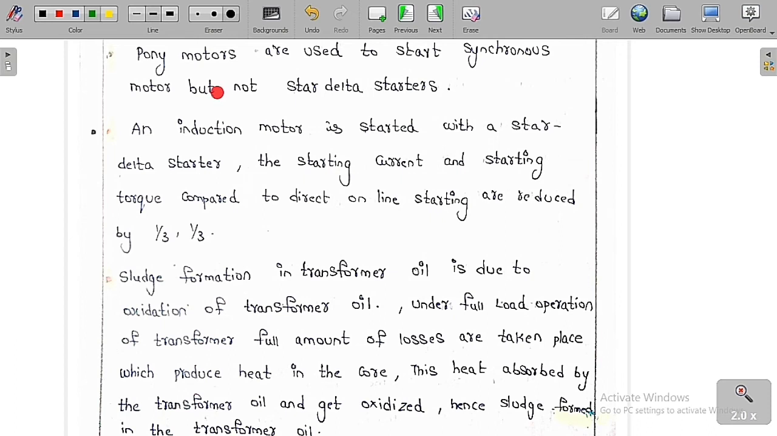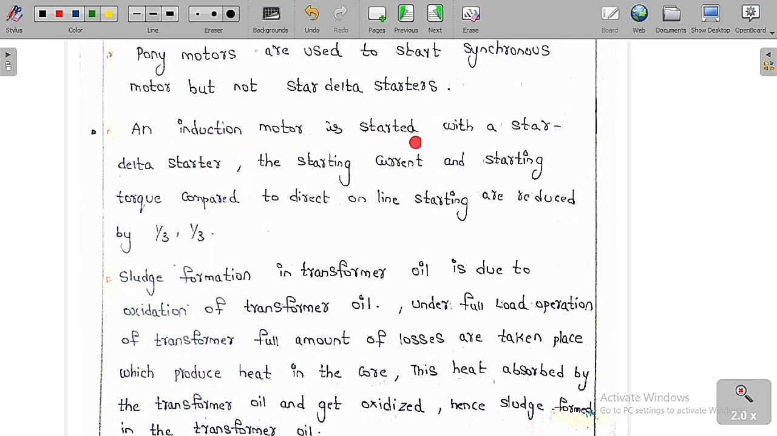I have already told you there are two methods. One is by using an auxiliary motor and the other one is by using damper windings. With the help of these two things, we can give an initial push for the synchronous motor to rotate. So now it will have the starting torque.